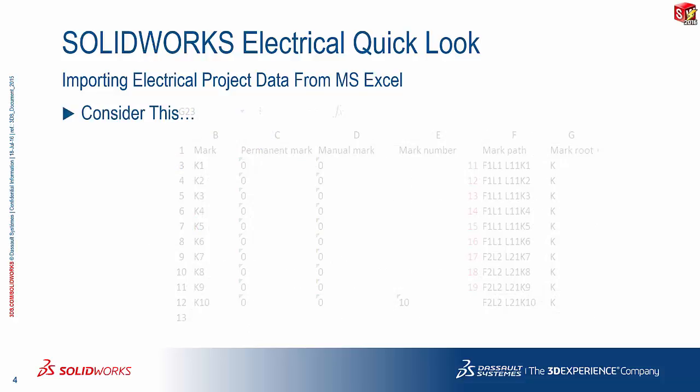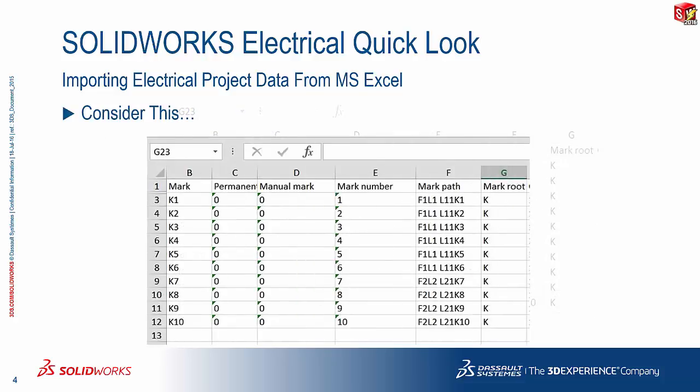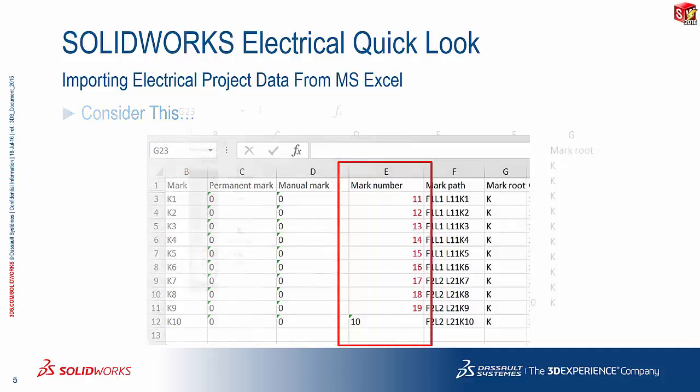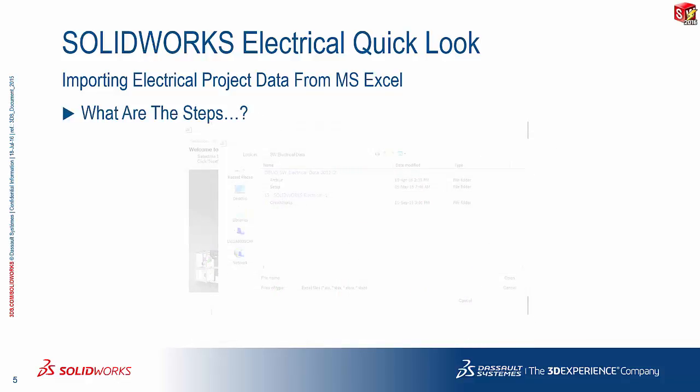Now, consider this. In our previous video, we had already exported a given set of data. And this is currently what we have here for our relays. What I've done here is that for this exercise, I have updated the mark numbers. Now, this is not the only parameter that we can edit, like I mentioned, but I will be using this as my example, and we will use this as the basis of this presentation today. So what are the steps involved?